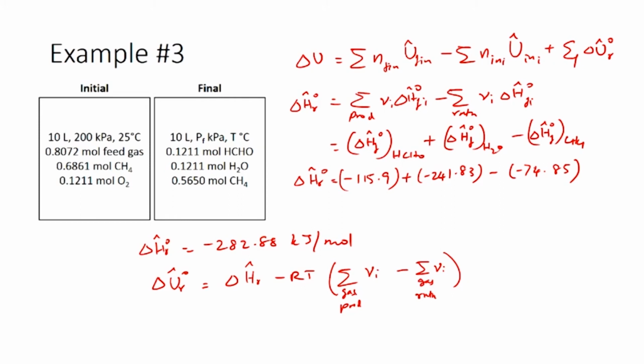Here we have all the components, reactants and products, as gaseous components. The stoichiometric coefficients for all of them are 1. So, you would end up with 1 plus 1 minus 1 minus 1. This term goes to 0 and you end up with the standard heat of reaction being equal to the internal energy of the reaction. So, numerically they are the same, which would be 282.88 kilojoules per mole.